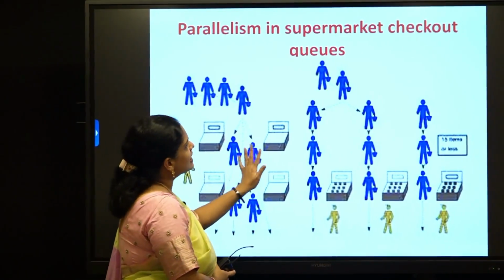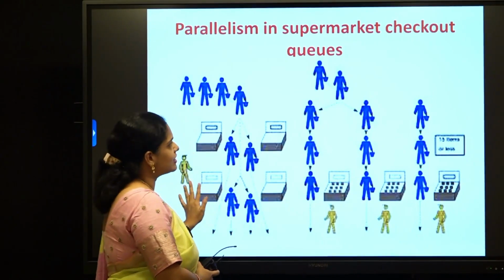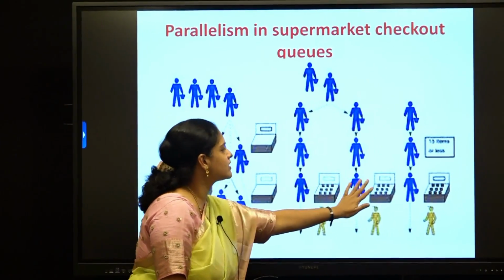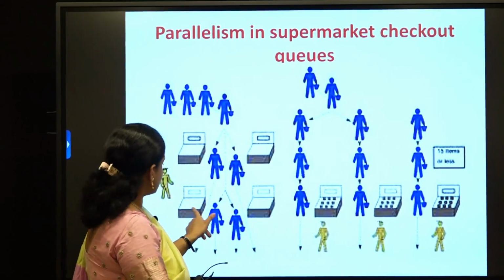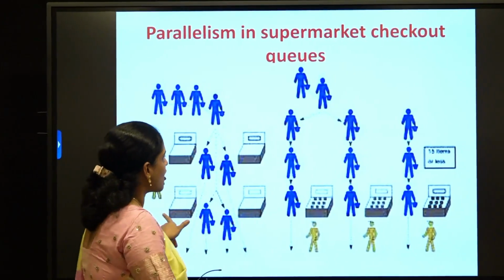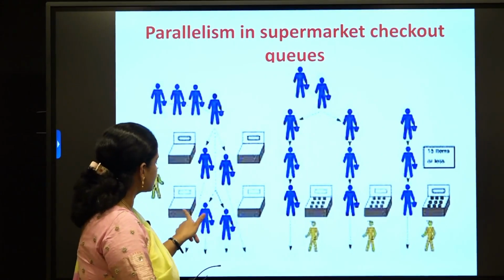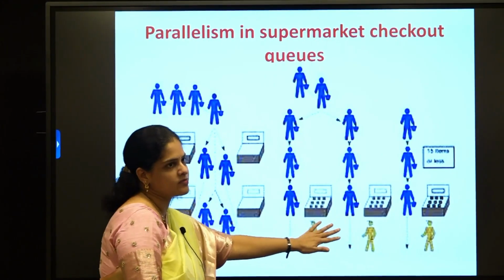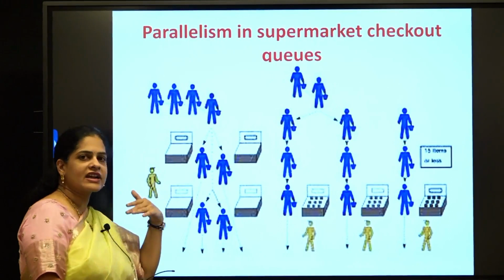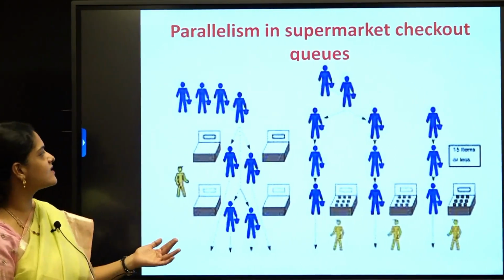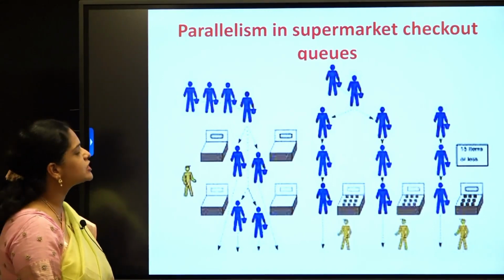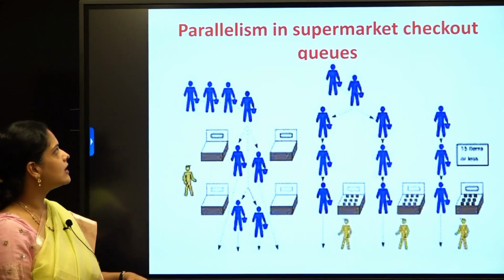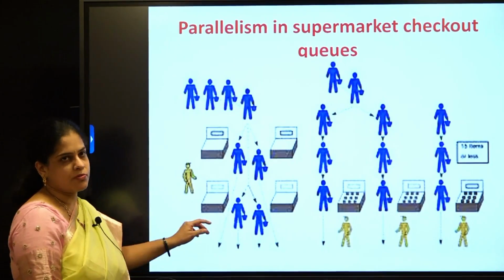Even though there are many customers, they are divided equally among the checkout queues. If you see here, there are 5 checkout points, so they can provide service to 5 customers at the same time, so that the customers will not get exhausted. They can get the service in less time. So this is an example of parallelism which can be implemented at a supermarket checkout point.